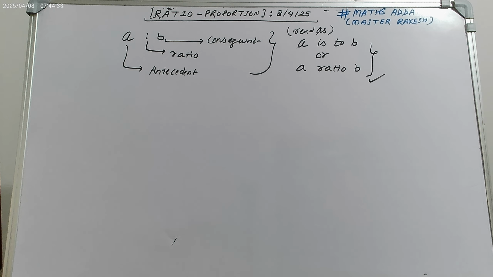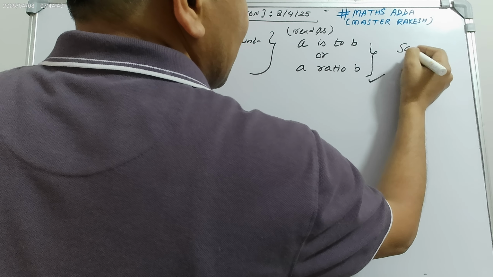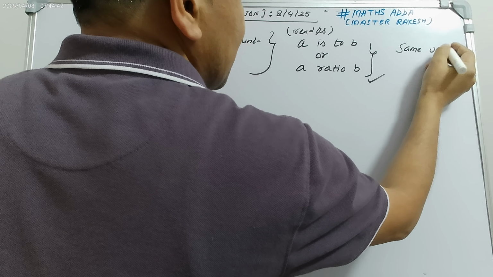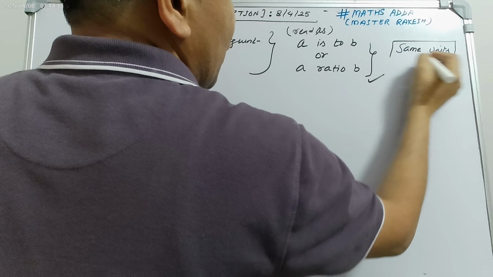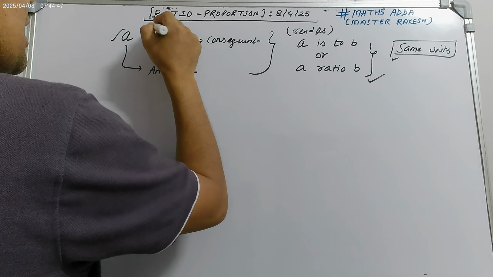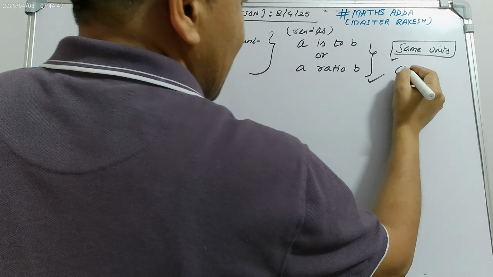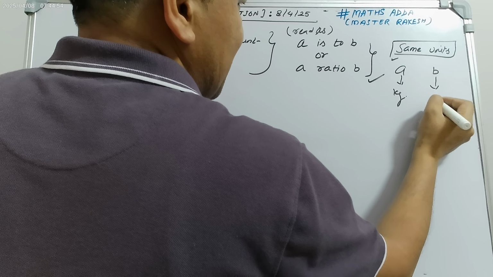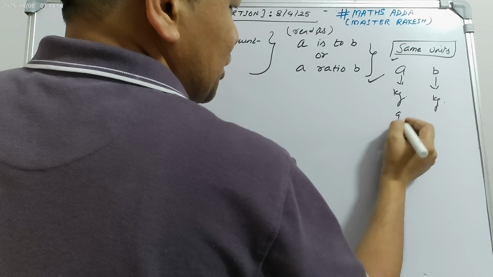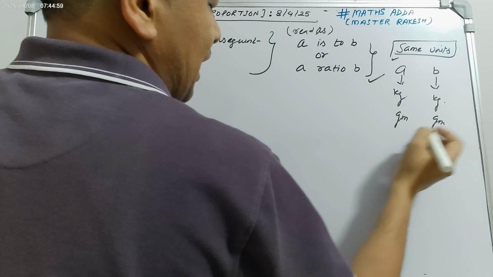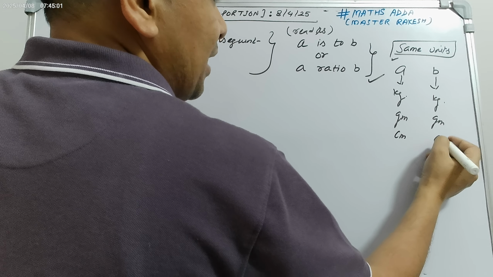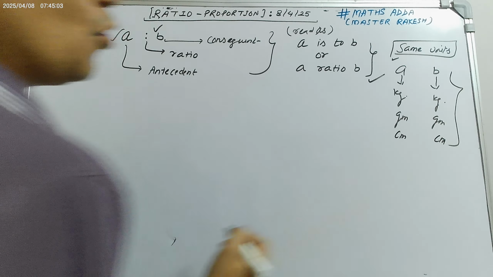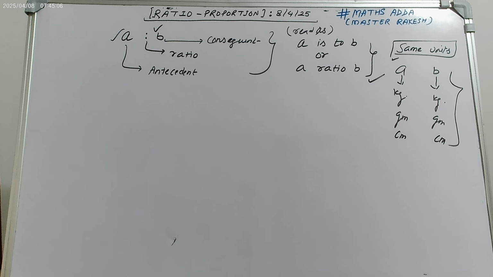A ratio between two quantities can be found only if the two quantities are expressed in the same units. A and B must have the same unit. If A is in kilograms, B must be in kilograms. If A is in grams, B must be in grams. If A is in centimeters, B should be in centimeters.